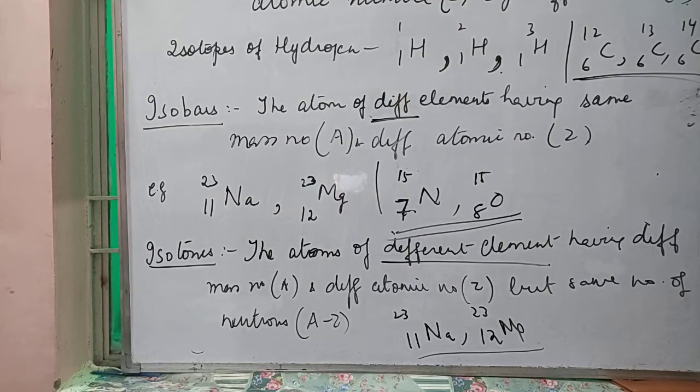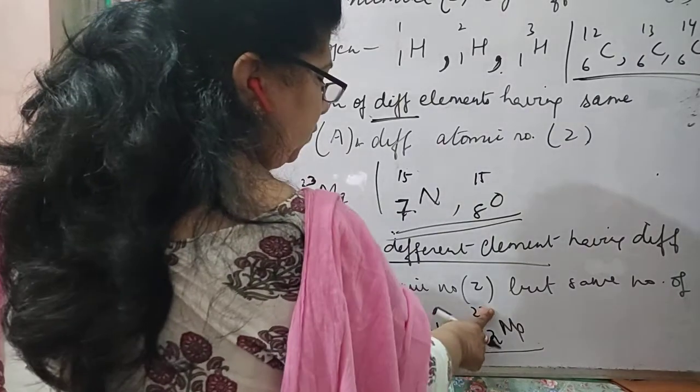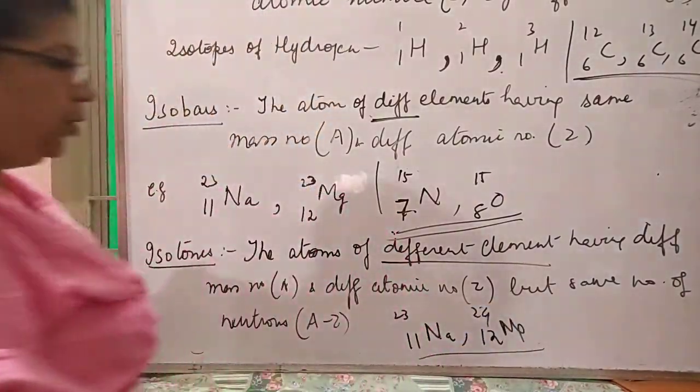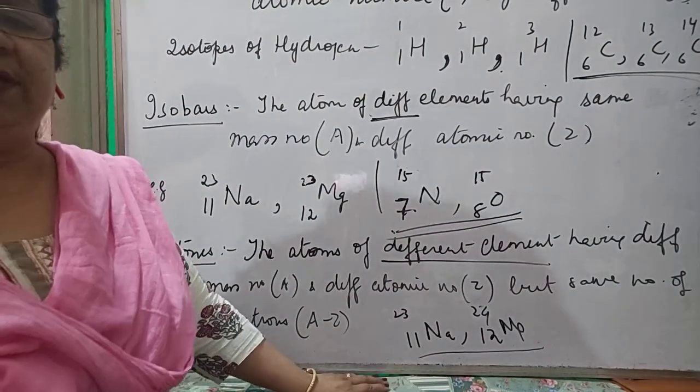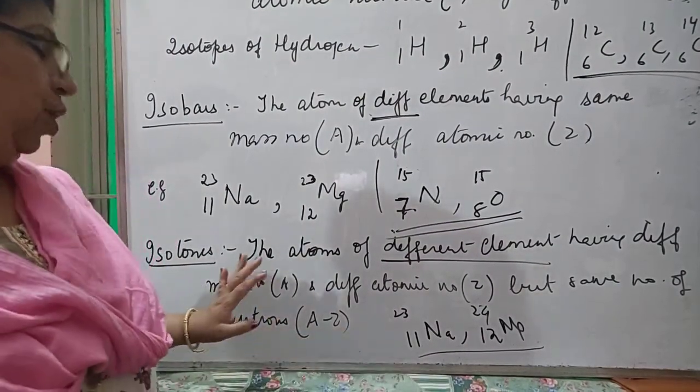Right? So 23 minus 11 gives you how many neutrons? 12. Okay, and in the other also you are getting, here Mg 24, right? You are getting 12 neutrons. Okay, so in both cases the number of neutrons is the same. So these are your isotones.